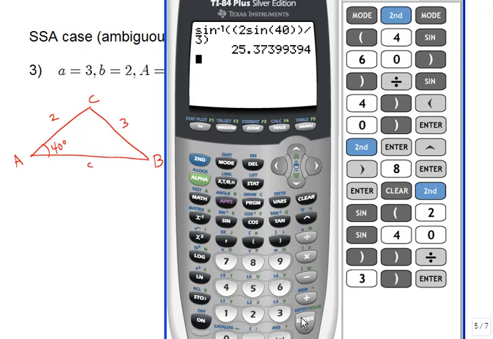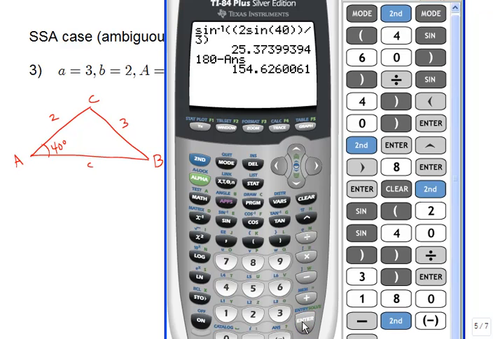Now when I do that, because this is the ambiguous case, we also want to consider the other possible angle that might work, which is always going to be the supplement of this answer that you just got. So there's two angles where the sine of it is going to give you that decimal 2 sine 40 over 3. There's the angle 25 degrees, but also the supplement of that angle would also give you that same decimal. So a quick easy way to get your supplement is just to do 180 minus this answer that we just got.